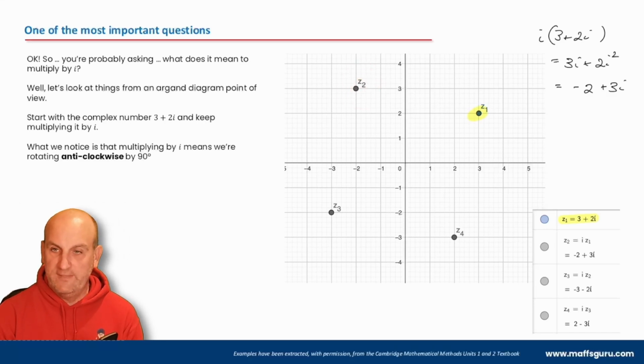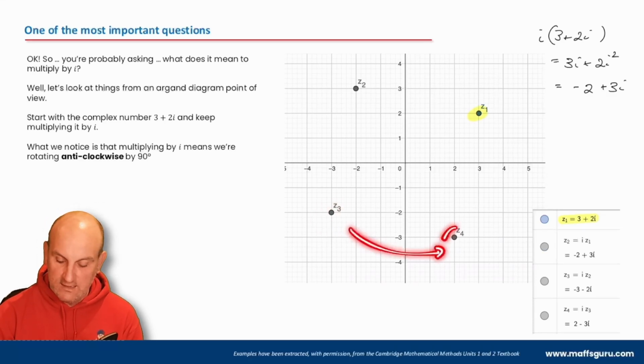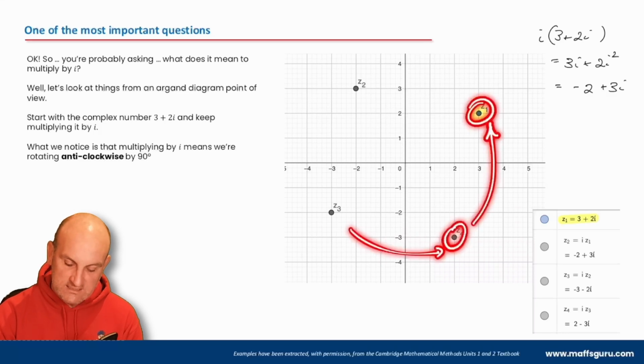Now, if I multiply that again by i, I'm going to end up with this point here. And then again, I get this point here. And then again, I get back to the beginning.